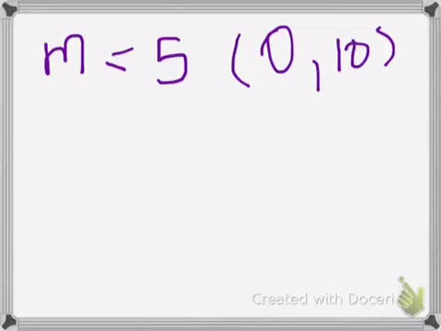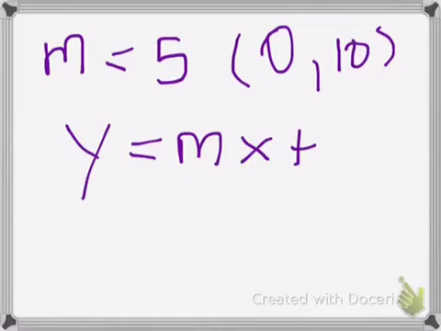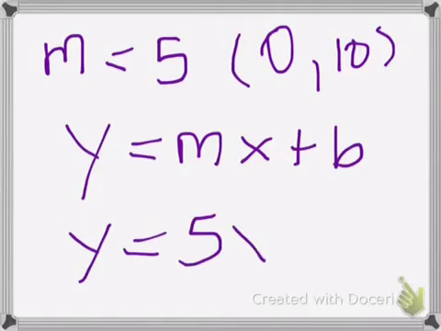Okay, so in order to write an equation in slope-intercept form, you have to write it in the form of y equals mx plus b. They gave you a slope, which is 5, so you just fill that in. And luckily, in this case, they also gave you the y-intercept.